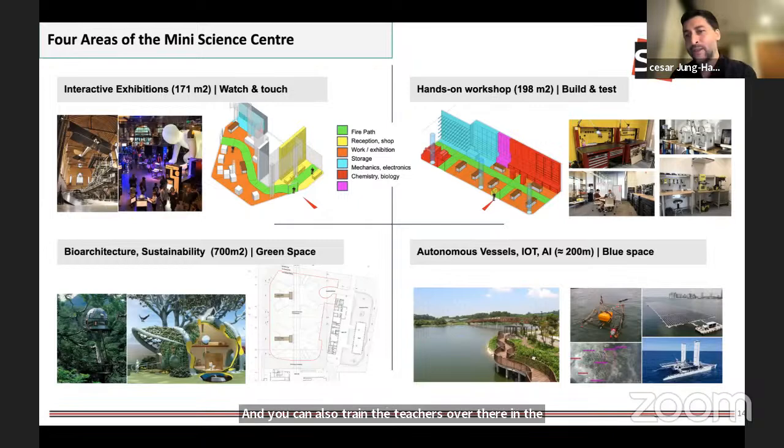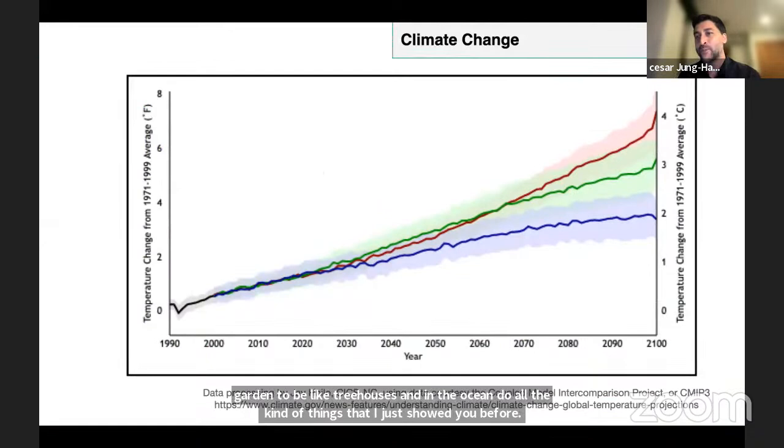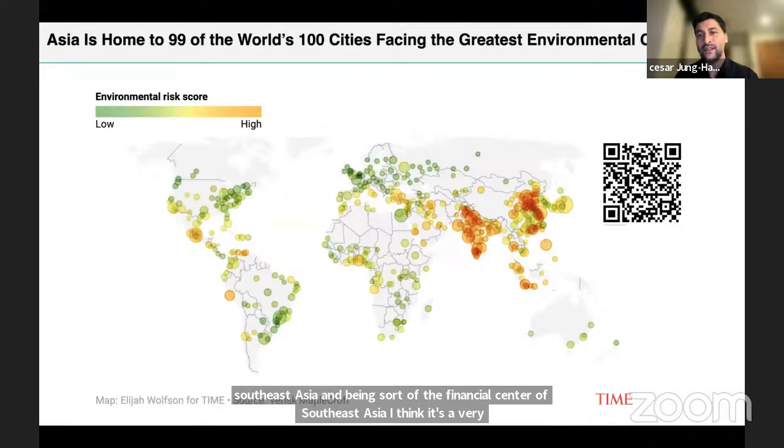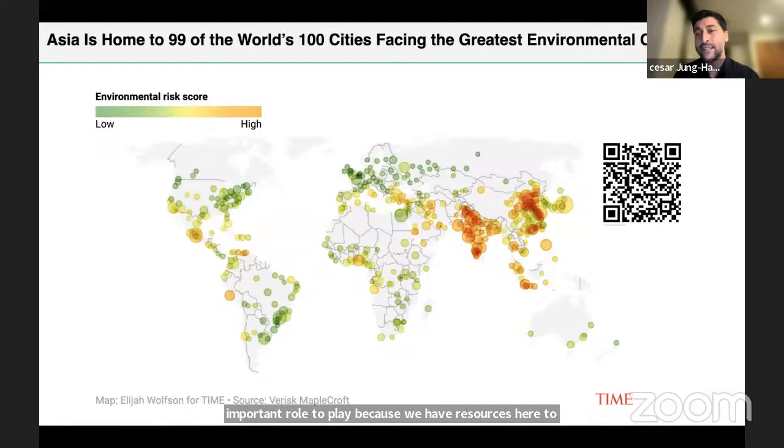Why I think we have a special voice to add to the Fab City is because, as you know, global warming is very real, but it turns out that 99 of the cities that are most exposed to climate change and the most vulnerable to climate change are in Asia, especially in Southeast Asia. And so Singapore, being so much at the center of Southeast Asia and being sort of the financial center of Southeast Asia, I think has a very important role to play because we have resources here to actually deploy around the region to help and facilitate a lot of the innovation in the region. So that's why I think we have such an important role.